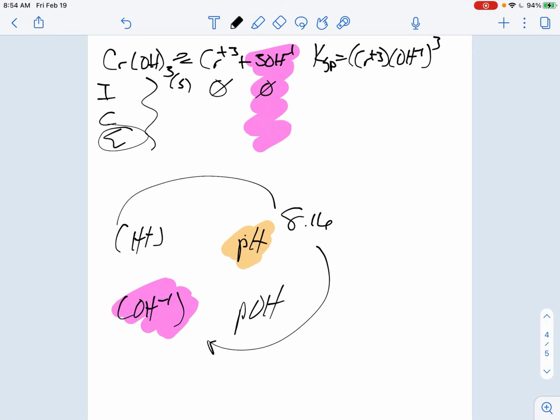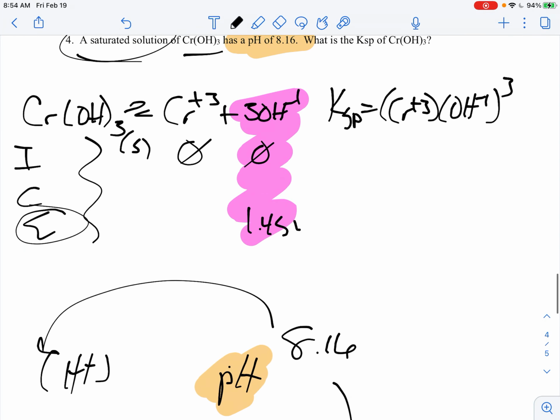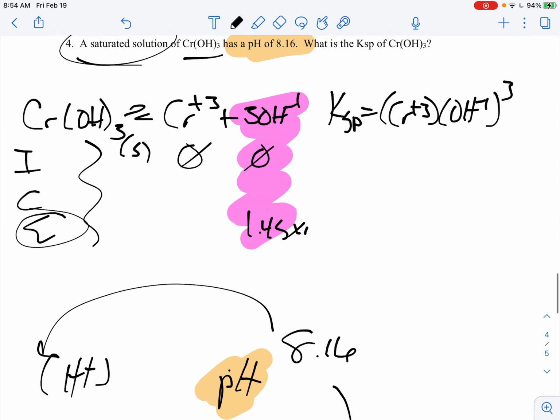So I'm going to work my way around one way or the other around our square and figure out what the OH negative is. So I'm going to subtract 14, and I'm going to get a pOH of 5.84. And so negative and 10 to the, in scientific notation, this is about a 1.45 times 10 to the negative 6th. So this is a 1.45 times 10 to the negative 6th.